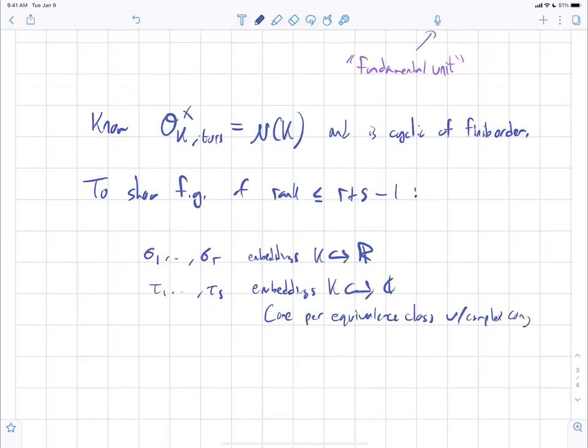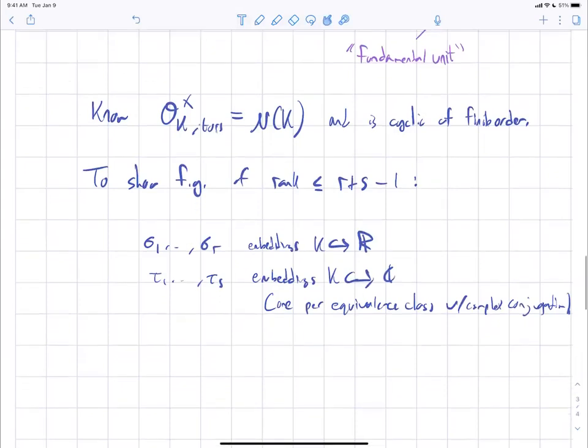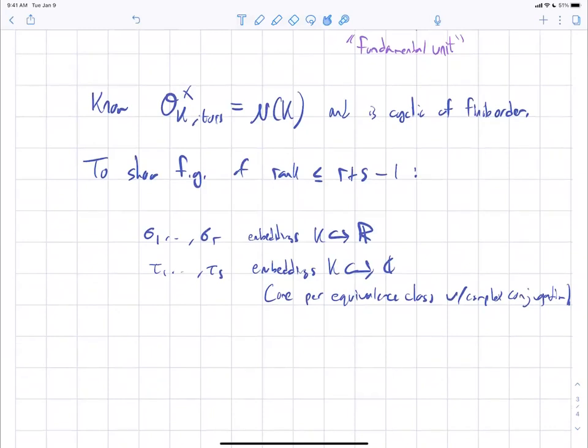So this is the thing I said before: the complex embeddings, the ones that don't factor through R, always come in pairs that differ by composition with complex conjugation. So let me just take one in each pair. This is not new. This is what we did when we were proving the class group was finite. This is how we put the ring of integers into something we could understand a little bit better. And we're going to do the same thing here.